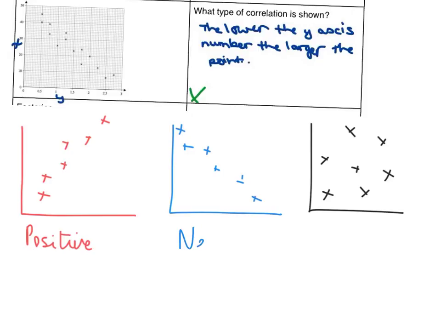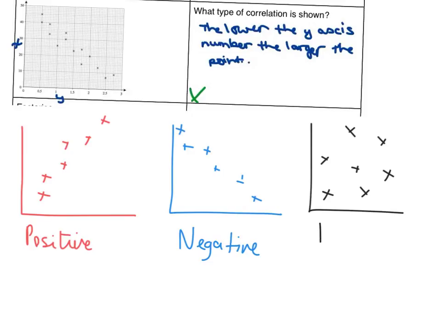Now, you can also get something called a negative correlation. For example, if you had the amount of petrol in a car, the further you travel in distance, the amount of petrol in the car would be less. So as one quantity rises, the other quantity gets smaller.